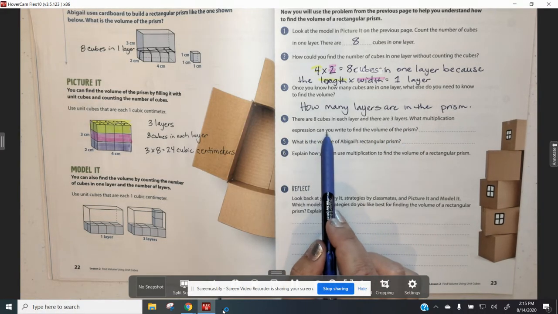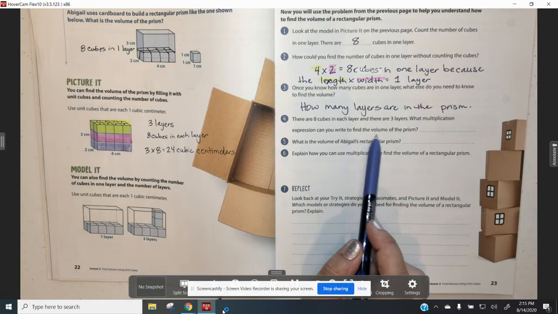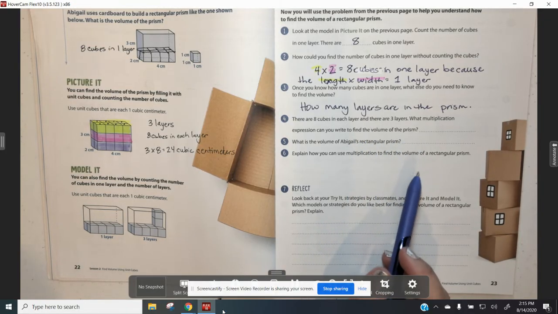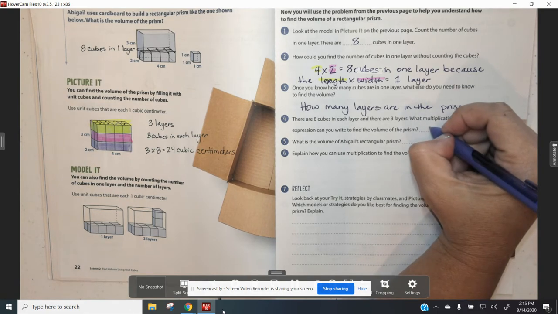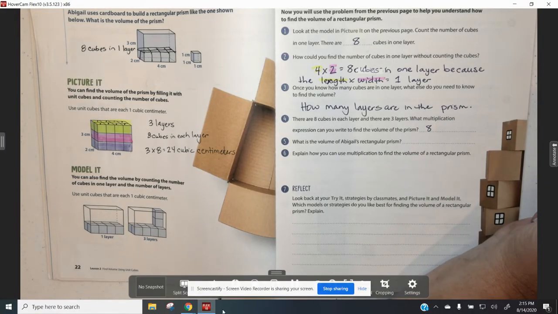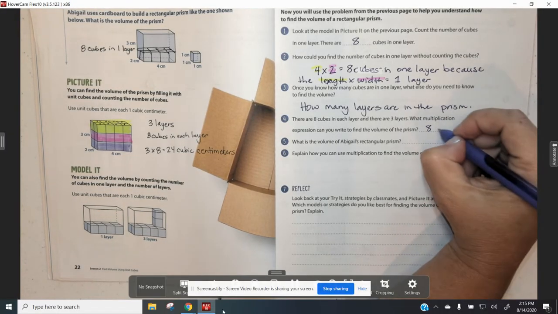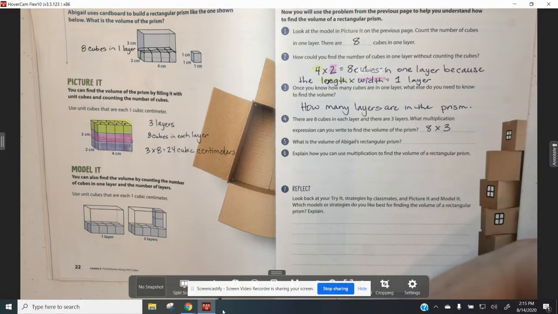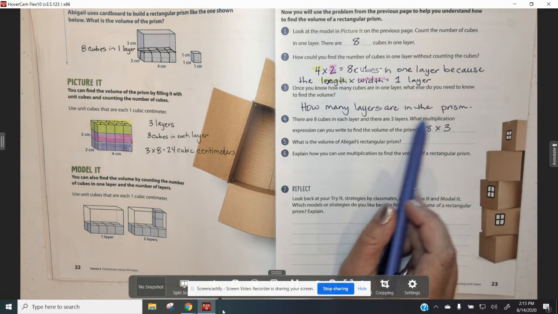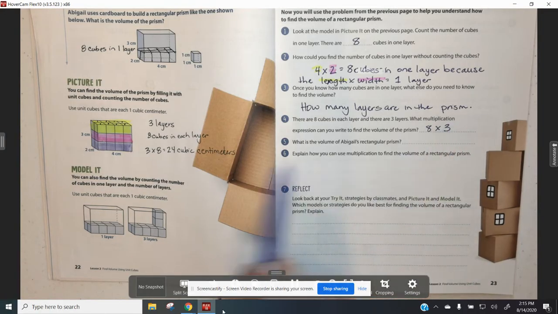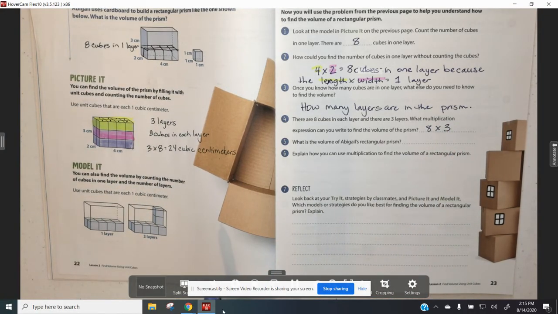What multiplication expression can you write to find the volume of the prism? Go ahead and write that now. All right, you could write 8 cubes in each layer times 3 layers. That is the multiplication expression to find the volume of this rectangular prism.